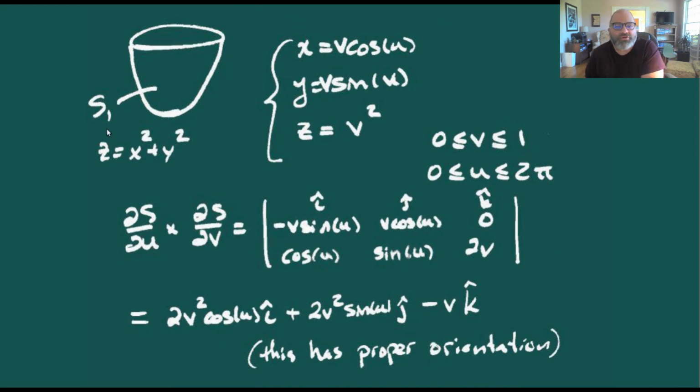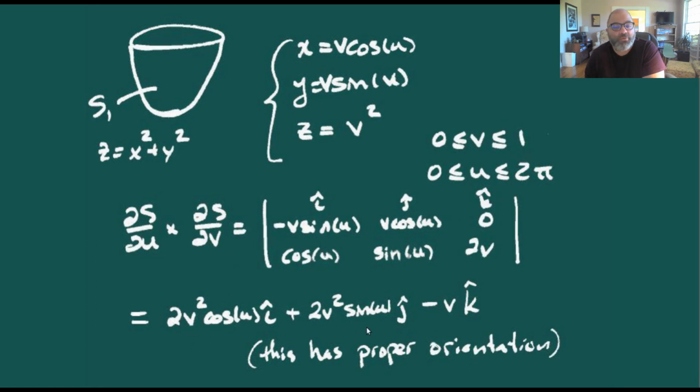So for our bottom surface S1, we've got x is equal to v cosine u, y is equal to v sine u, and z is equal to v squared for that particular surface. So now we need to make sure that we have the right orientation. If we check partial s, partial u, cross partial s, partial v, we get an expression that has this form.